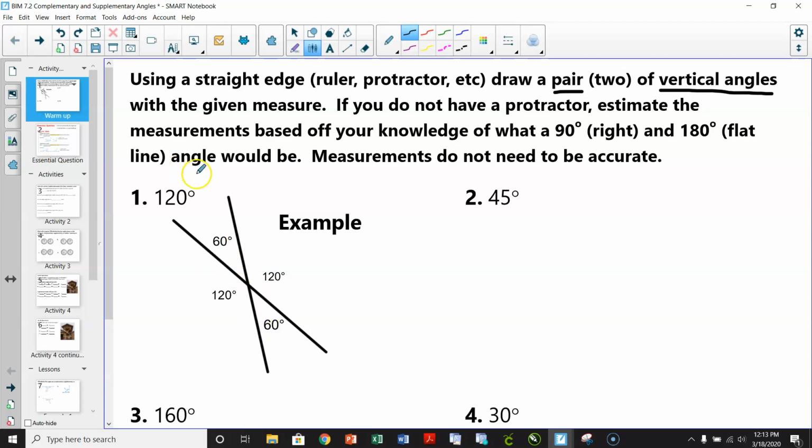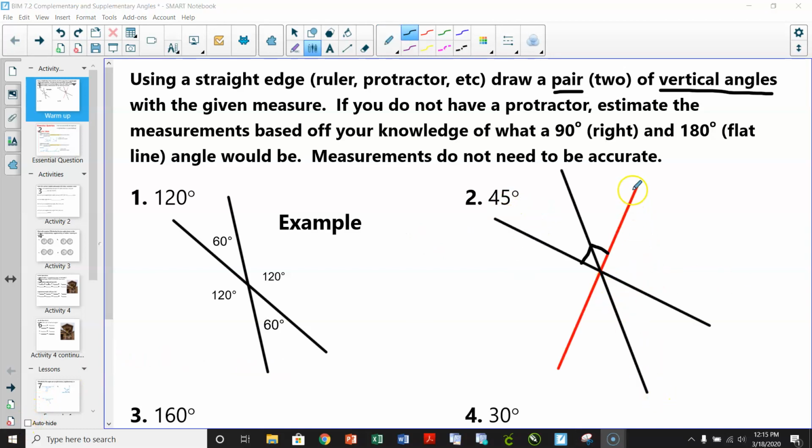Okay, so looking into the first example that I gave to you, it says use a straight edge to draw a pair, which is two vertical angles with a given measure. Right now, if you don't have a protractor, estimate the measurements based off your knowledge of what 90 and 180 degrees is. Measurements do not need to be accurate. So you would use a straight edge, and again, push pause if you would like to see this. Now I'm going to push pause on my screen as well and do these, and then we'll come back and explain them to you.